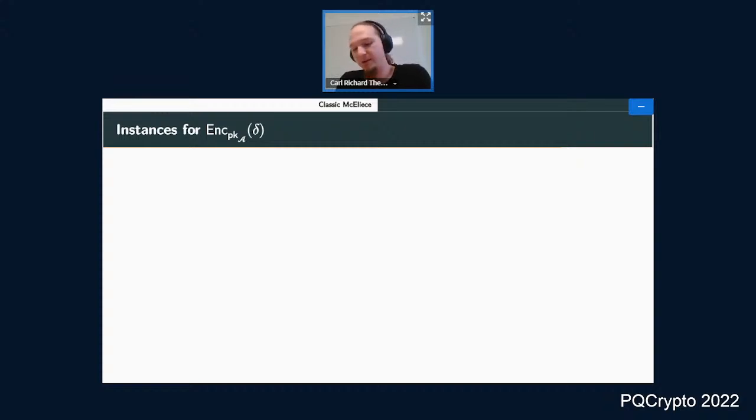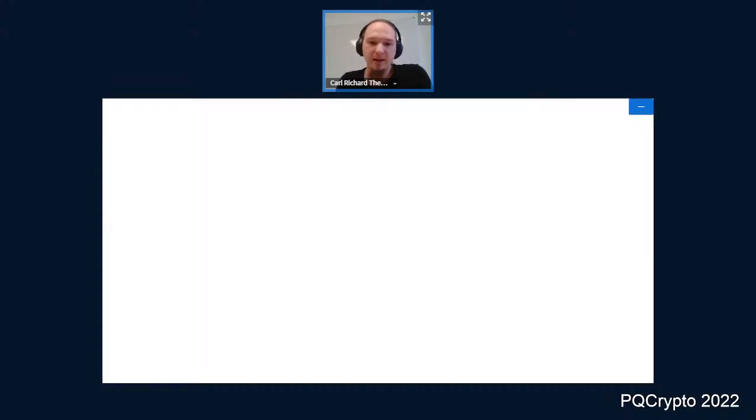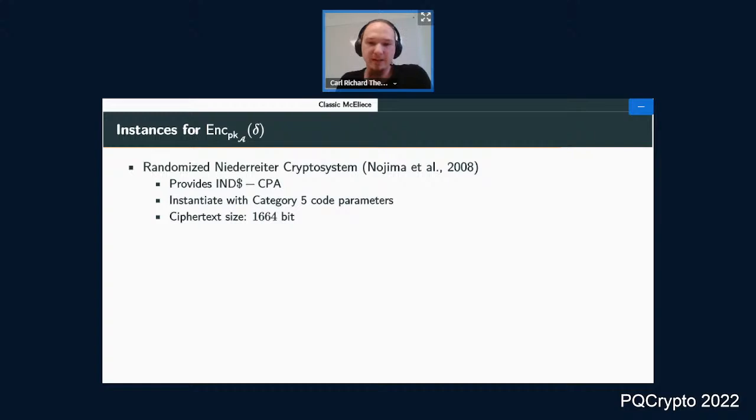Now it's also worth discussing what we can use as instances for the encryption of the adversary. For this, we needed the ciphertext to be indistinguishable from random. This is provided by a randomized Niederreiter crypto system from 2008. For our paper, we decided to instantiate it with category 5 code parameters from the Classic McEliece submission, which would result in a ciphertext size of around 1,600 bits.